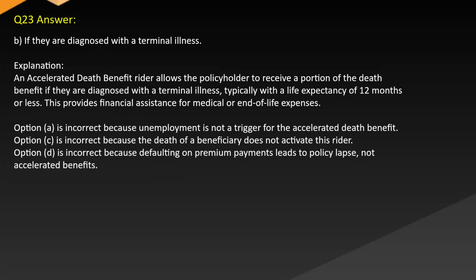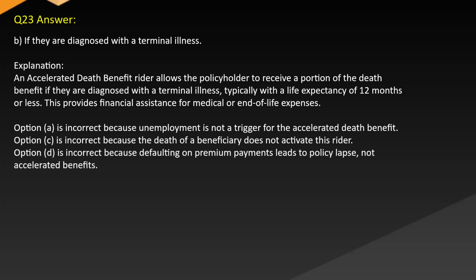Answer: B. If they are diagnosed with a terminal illness. Explanation: an accelerated death benefit rider allows the policyholder to receive a portion of the death benefit if they are diagnosed with a terminal illness, typically with a life expectancy of 12 months or less. This provides financial assistance for medical or end-of-life expenses.